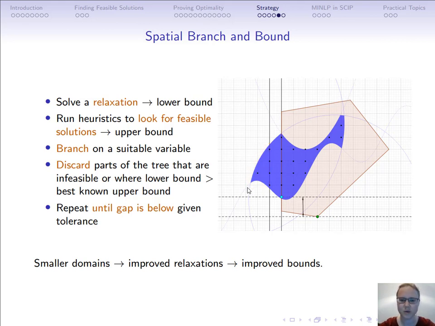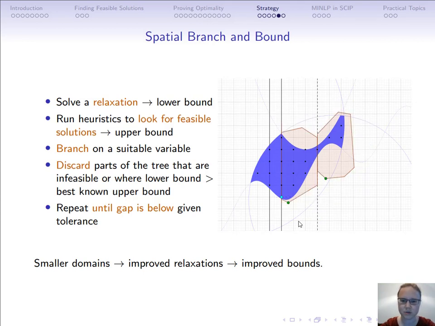Now we are left with only one subproblem. We have the upper bound from the feasible solution, the lower bound from the LP relaxation solution, and we have some gap between them. And if we are not satisfied with the gap, if it is still too large, we can branch again in order to improve the relaxation. And then we can keep doing that until the gap is below a specified tolerance. The important part here, what enables this algorithm to converge, is that a smaller domain implies improved relaxations, and this implies better, stronger bounds.